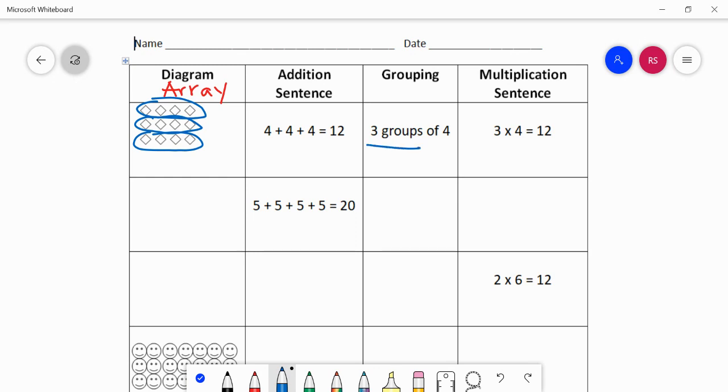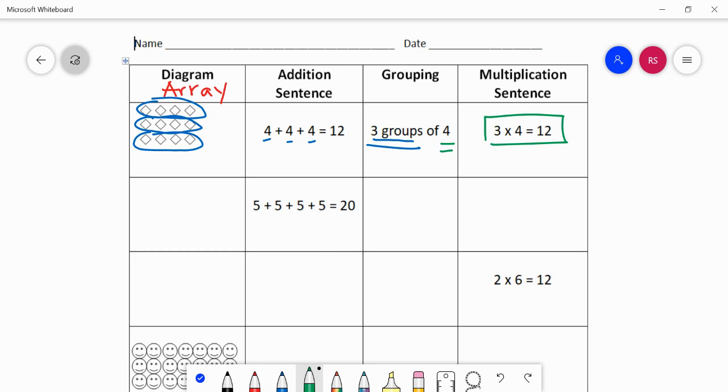So I have 4 inside of each group, which means I can add 4 up 3 times, 4 plus 4 plus 4, that will give me a total of 12. Or I could think to myself, I have 3 groups and there's 4 in each group. So let's multiply 3 times 4 and that will give me 12.